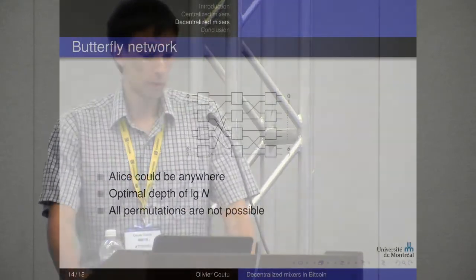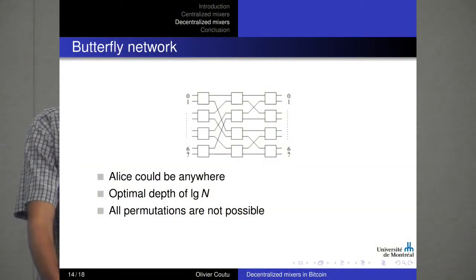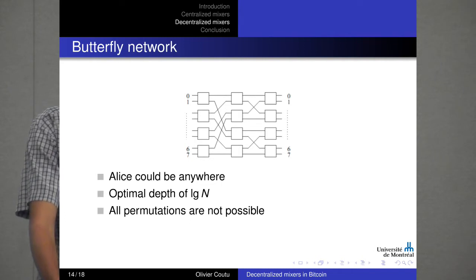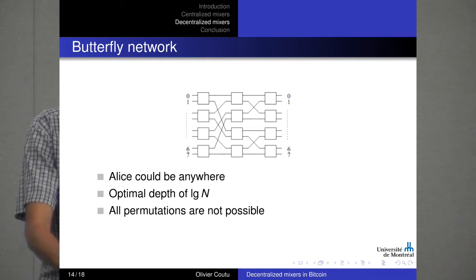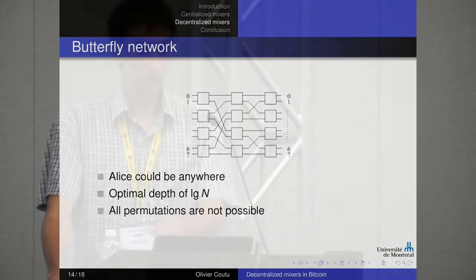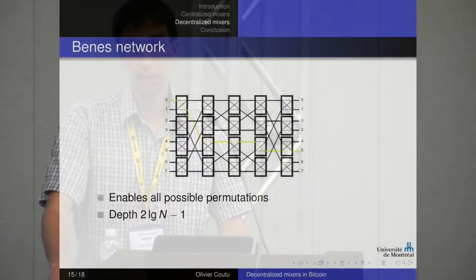So to answer this problem, I thought of using a butterfly network, which has the interesting property that at the end of the execution, Alice could be anywhere. It's a log depth circuit, which is optimal for what we want here. If an adversary isn't looking, Alice could be anywhere at the end of the protocol. Now, the downside is that not all permutations of inputs are possible, which means that if an adversary is included in the protocol, that adversary might gain a lot of information as to where Alice might be at the end.